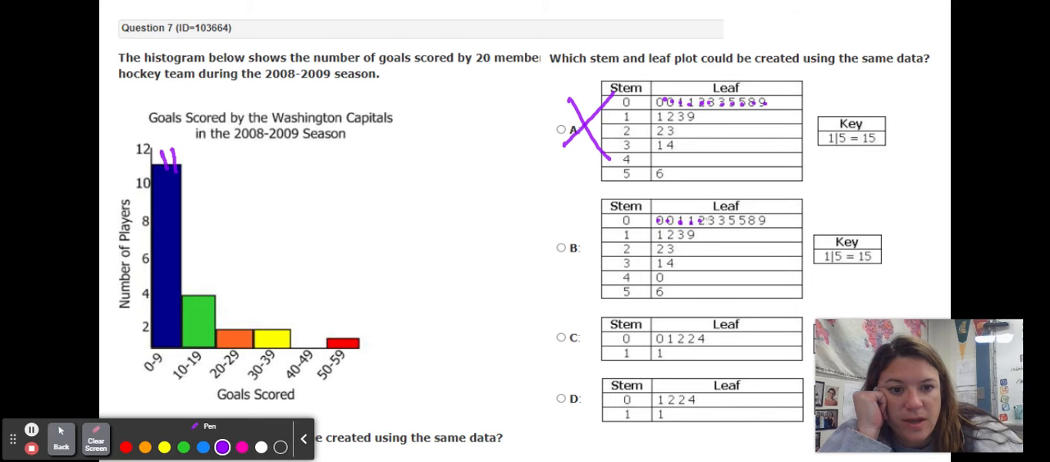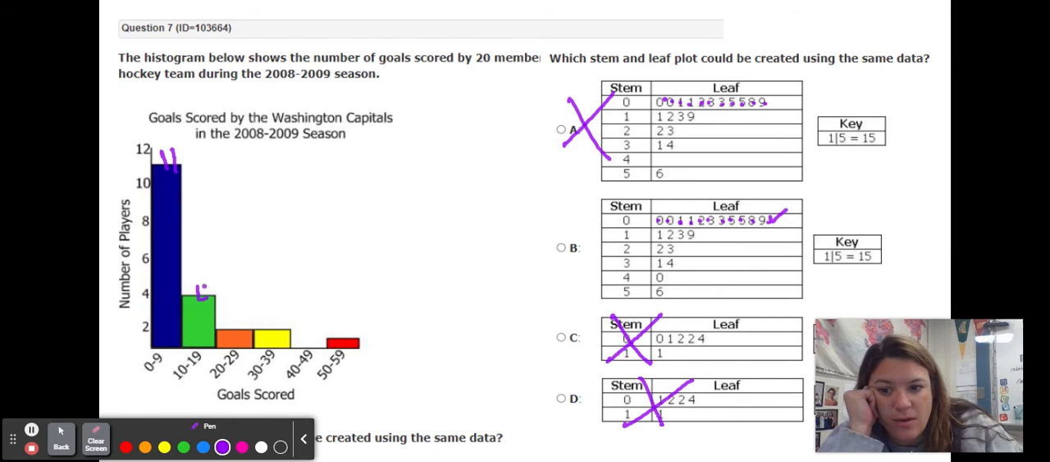1 through 11. Could be that one. This one only has 5, and this one only has 5. So I'm pretty sure this one's going to be good. I got 4 in the 10 to 19. I've got 2 in the 20 to 29, 2. And then 1. But this shouldn't be right because of that 0.